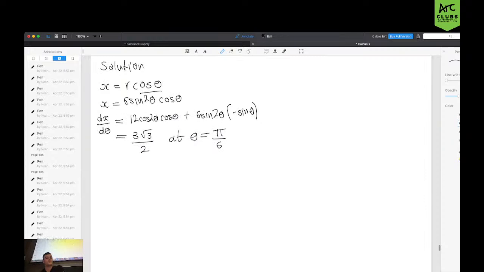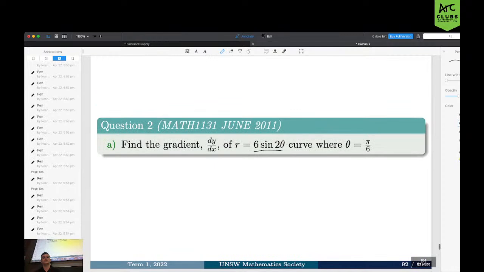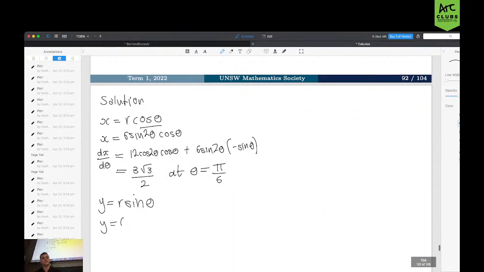All right. We also know that y is equal to r sine of theta, so something along the lines of that, right? Okay. Now, what's r? Wherever I see r, I'm just going to chuck in 6 sine 2 theta, and then just bang on the sine theta at the end.